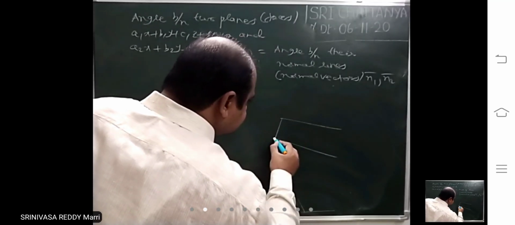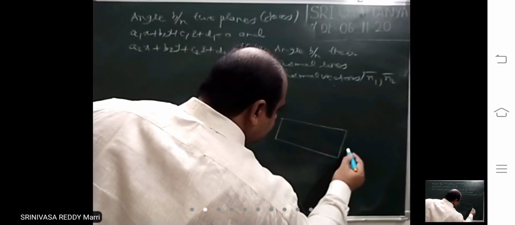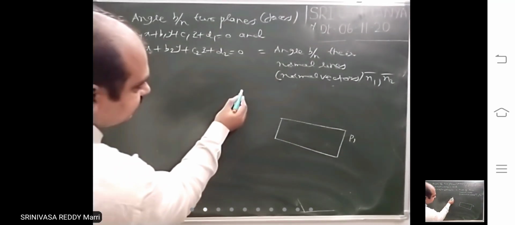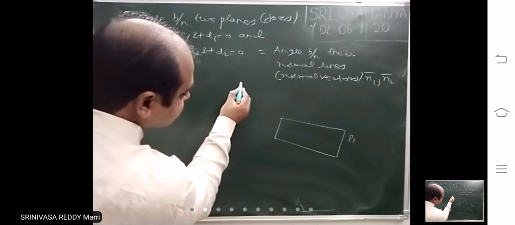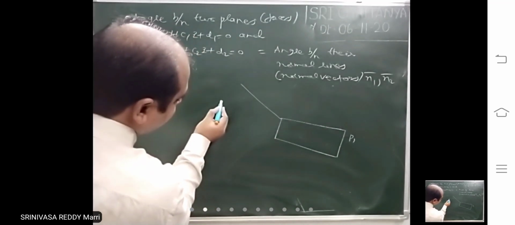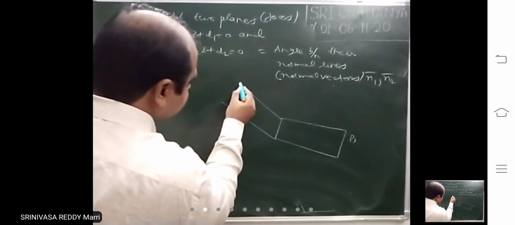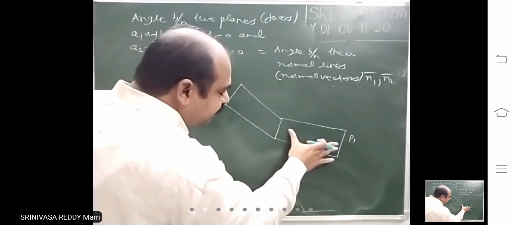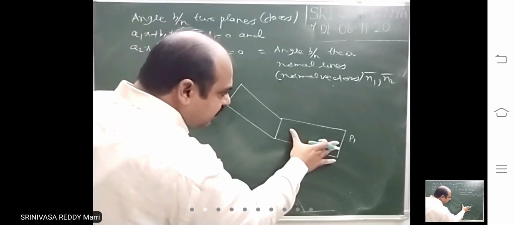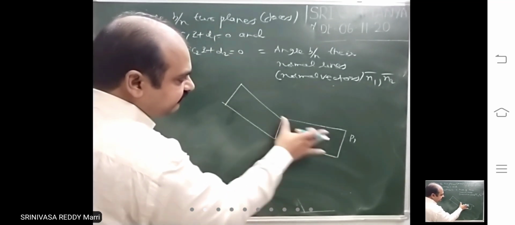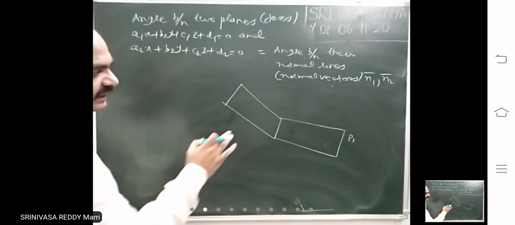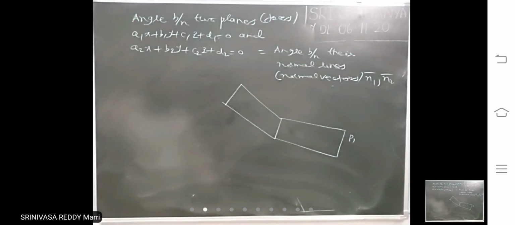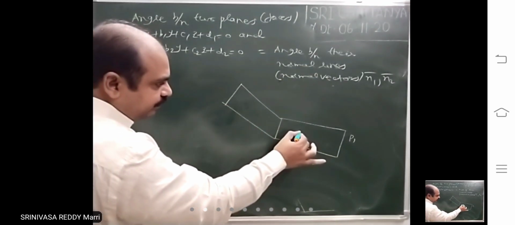Whatever may be the shapes, this is one plane, this is one plane, and then there is another plane. I am drawing like this, two planes. Whenever two planes are there, you imagine your book. In your book, the left paper and right paper both will be there. Those are two planes.